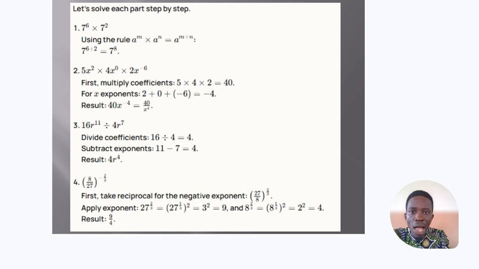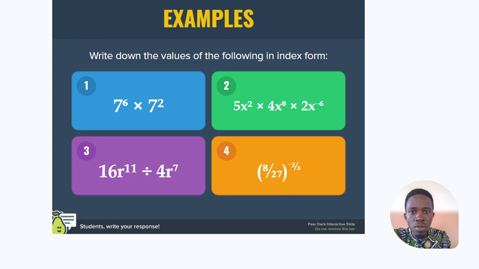In question one, we have 7 raised to power 6 times 7 raised to power 2. Remember I told you from the onset, before you can apply the law, they must have the same base. Here the base for the first one is 7, and the base for the second one is also 7. They are equal bases. So using the law of a raised to power m times a raised to power n equals a raised to power m plus n, that is 7 raised to power 6 plus 2, which equals 7 raised to power 8. Am I communicating? All right. Is it clear? Any question? Okay, let's move on to the second example.